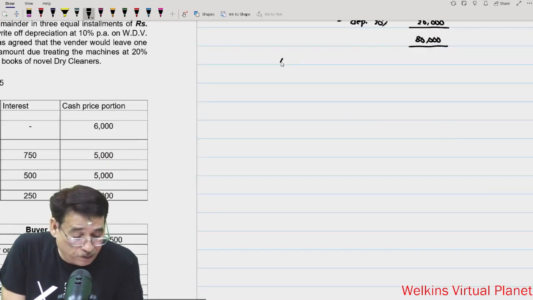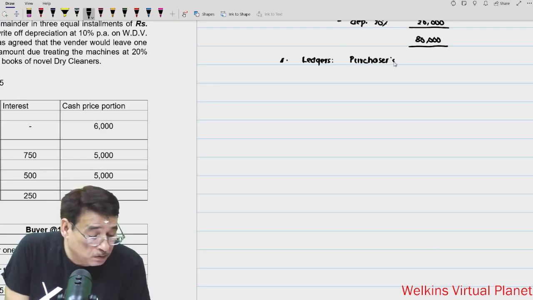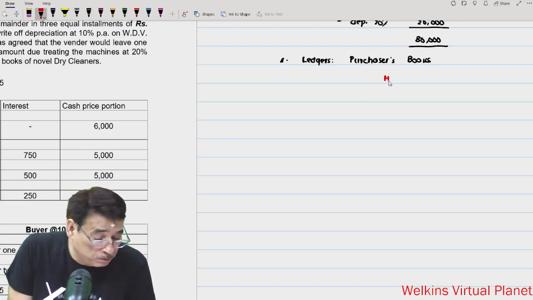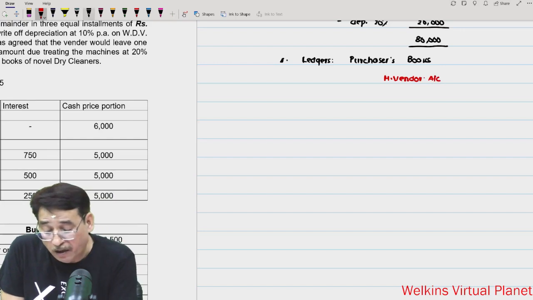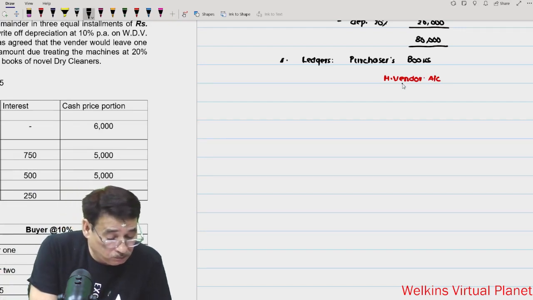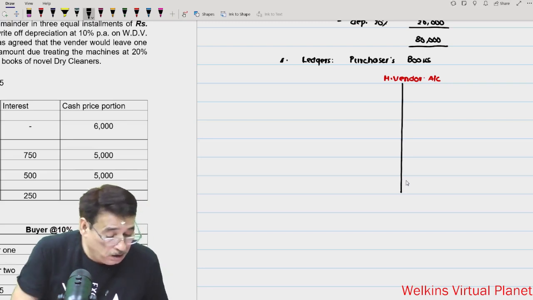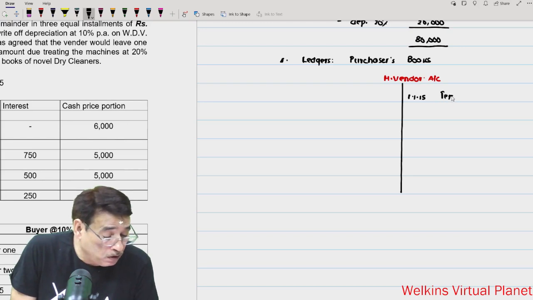Now, step number 4, ledger accounts. Purchaser's books. In the books of the purchaser, you are going to prepare the hire vendor account. And in order to prepare the hire vendor account, there is the scale. In the hire vendor account, obviously on 1/1/2015, first of all, I am going to write by tempos. We have purchased 3 tempos at a cost of 3 lakh.